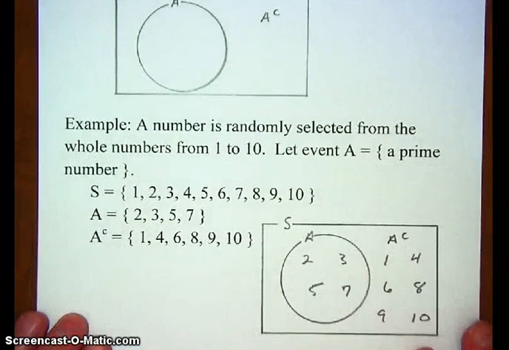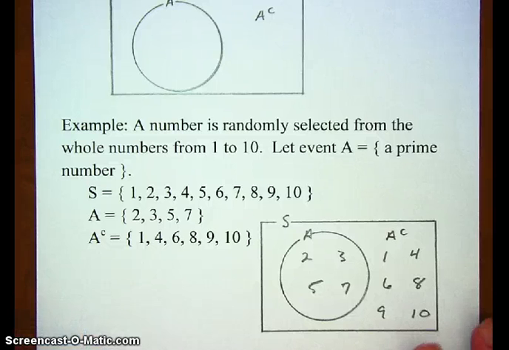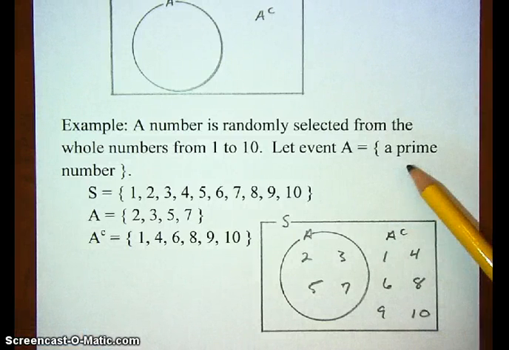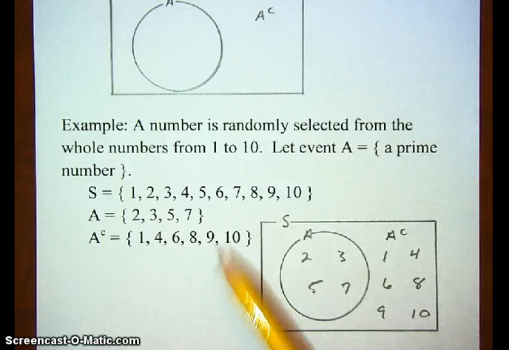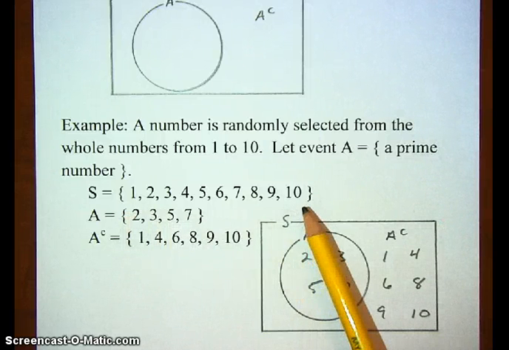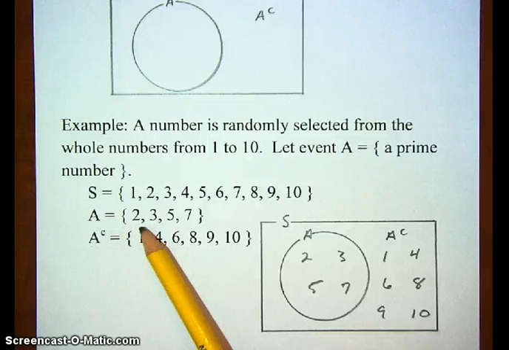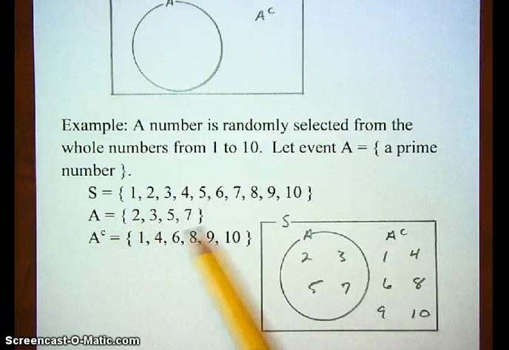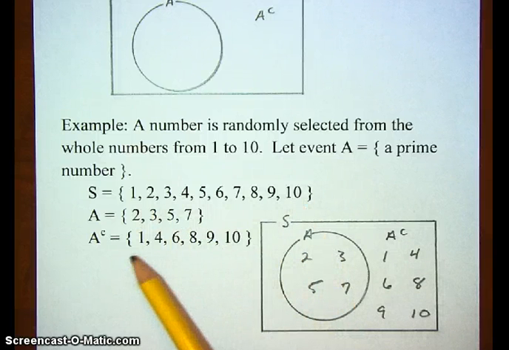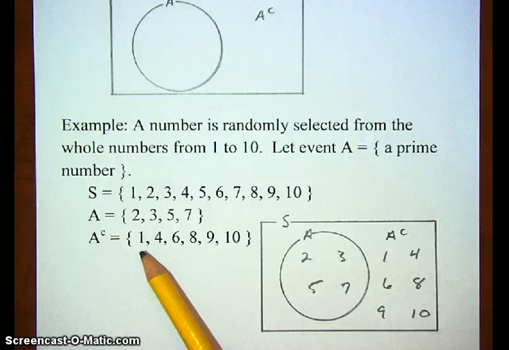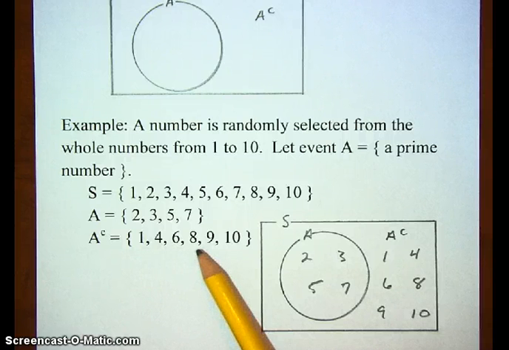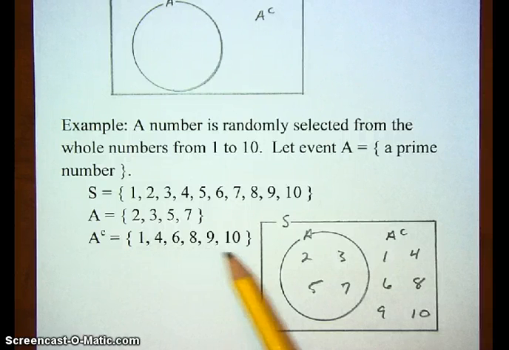Here's an example. We have a number randomly selected from the whole numbers from 1 to 10, and we're going to let event A be that we draw a prime number from this set. So here's our sample space, a set of 10 objects. Here is our event A, which contains the outcomes 2, 3, 5, and 7, which are all the prime numbers in that sample space. And then the complement will be the set of numbers 1, 4, 6, 8, 9, and 10.